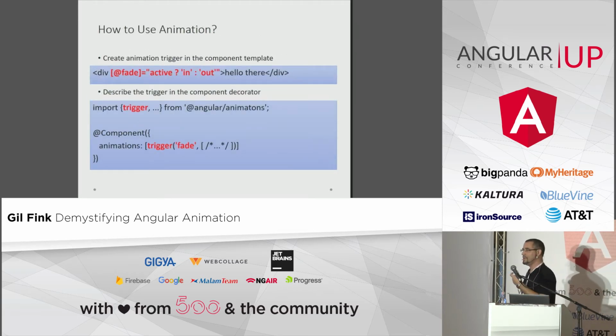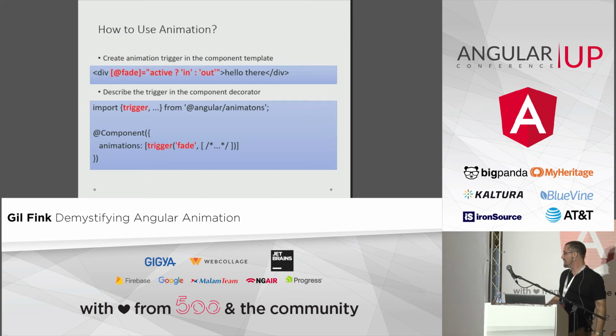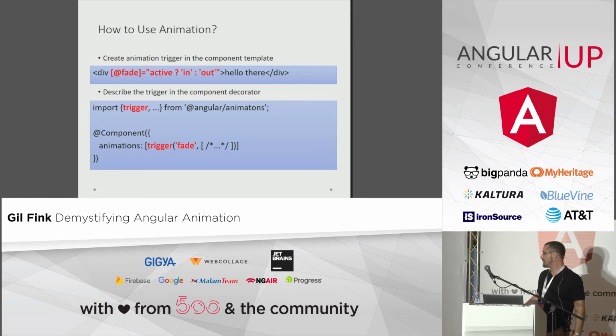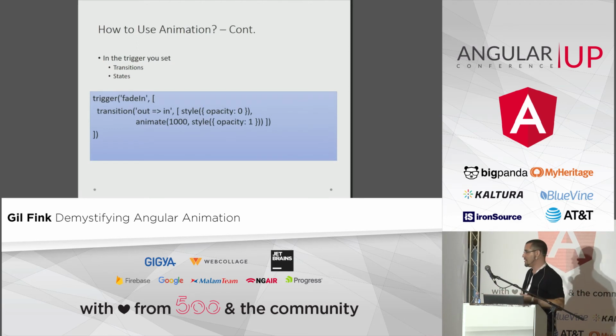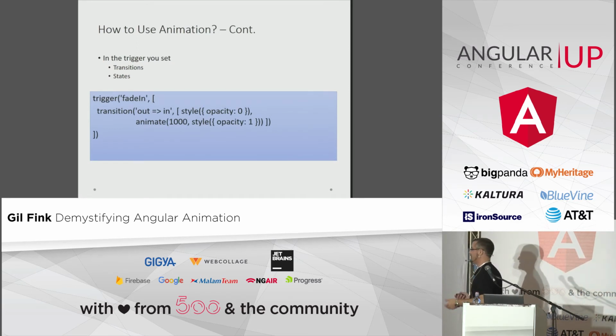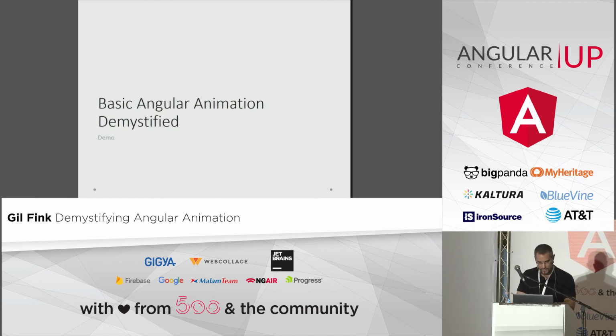First of all, you will use a decorator in your template, creating a decorator here. You can see here the decorator for fade. And then you create a trigger that will trigger that animation using the animations property in the component. Then we are ready to go, and we will create our animation using transitions and states and so on. So let's say hello to Angular animations.